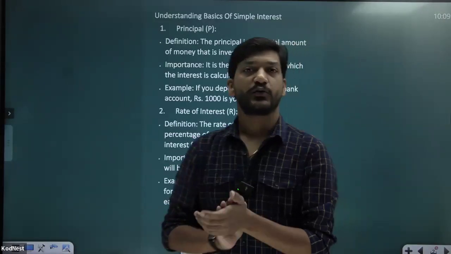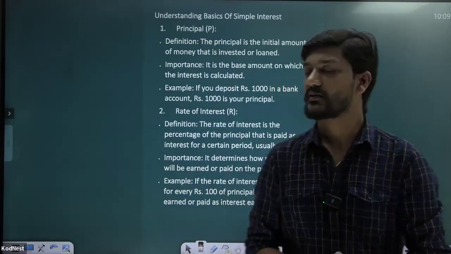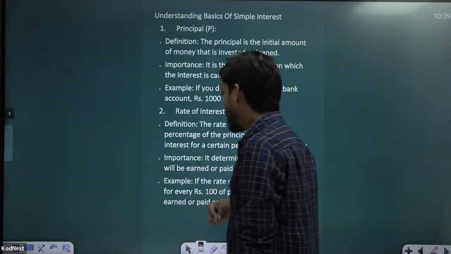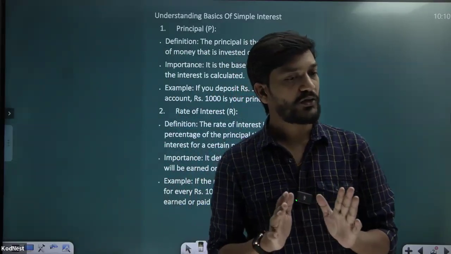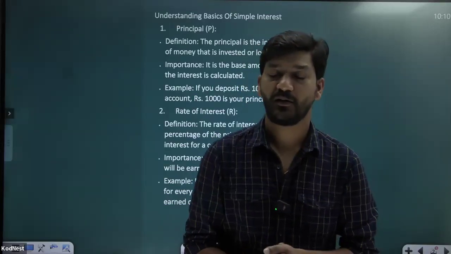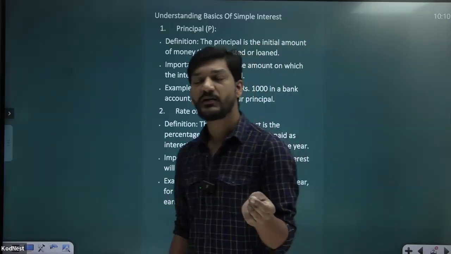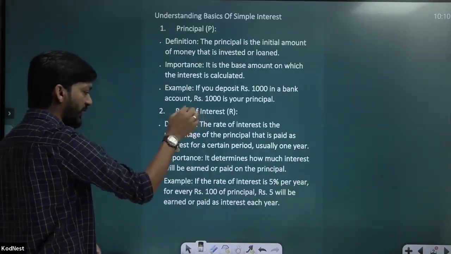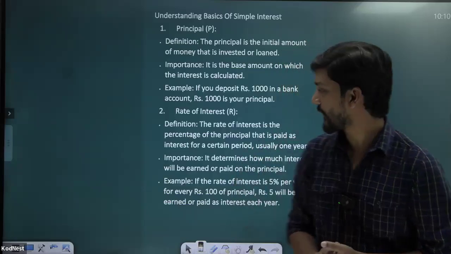Okay. So last class, we studied a little bit about simple interest. We understood what is principal, what is rate of interest, what is interest, and what is time. Then we saw the formula, which is principal into rate into time divided by 100. With the formula, we got clarity that simple interest is directly dependent on principal, rate of interest, and time. Okay.